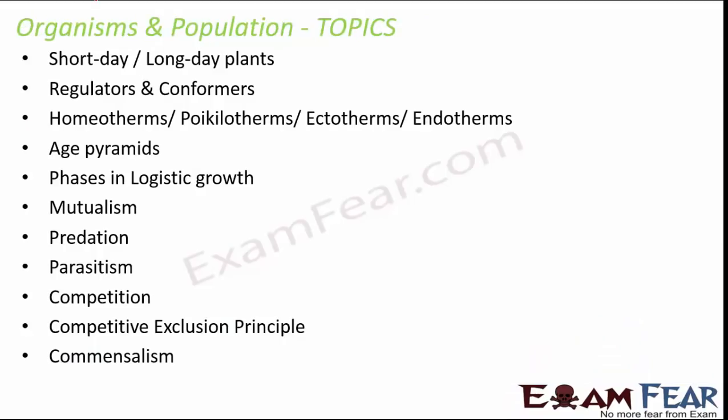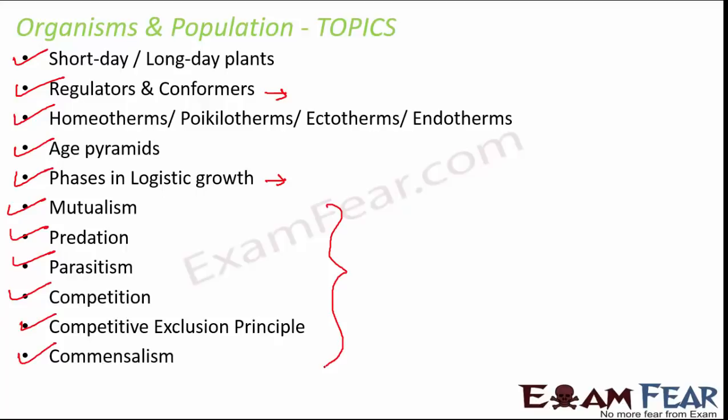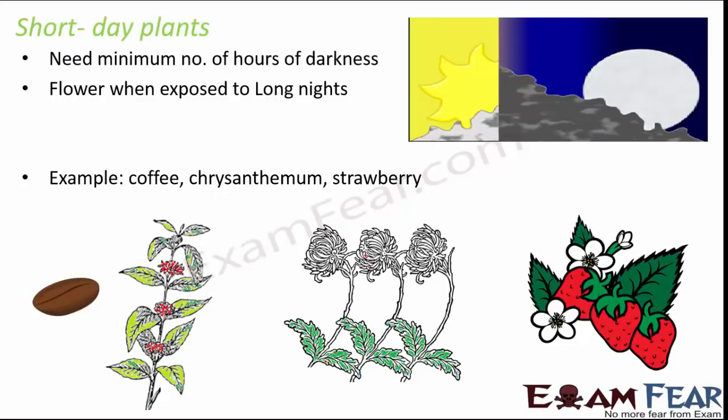The topics that we will quickly discuss under this lesson are short day and long day plants, regulators and conformers. This is very important from an exam perspective. Homeotherms, poikilotherms, ectotherms, endotherms, age pyramids, phases in logistic growth, this again is quite important. Mutualism, predation, parasitism, competition, competitive exclusion principle, and commensalism. Now, all of these relationships between organisms again are very, very important. So, let's get started.